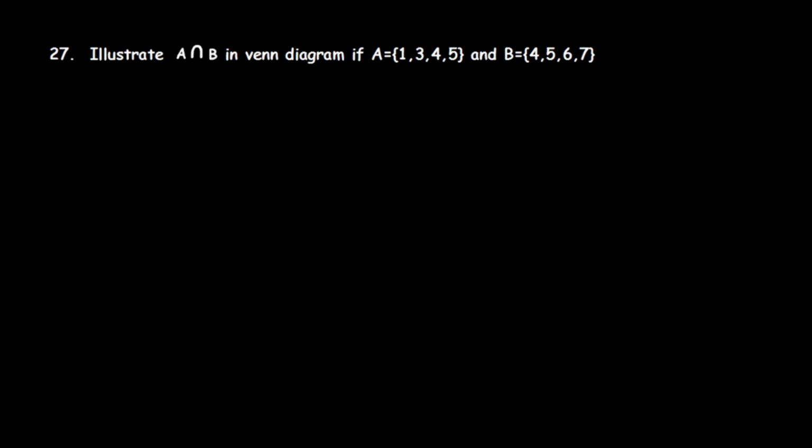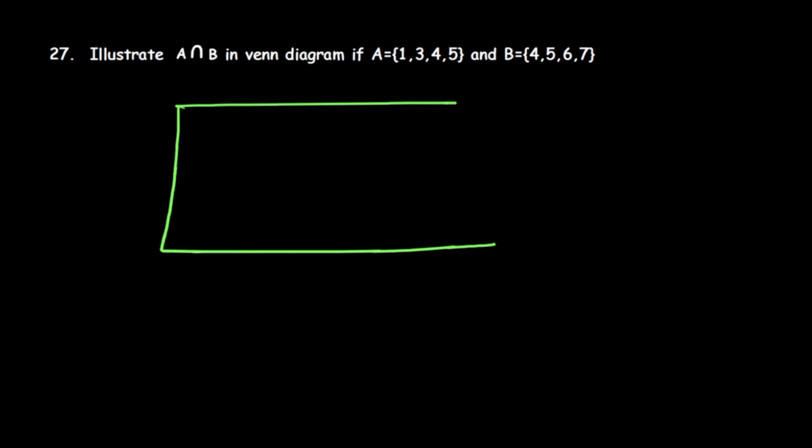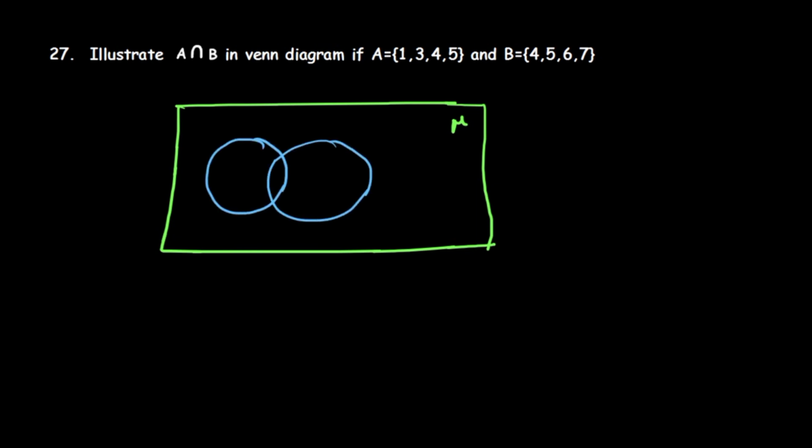Illustrate A intersection B in a Venn diagram. If A and B, the two sets, are given, we have to represent A intersection B from this. So that is a rectangular box, that is mu, and here we have set A and set B. So this is A and this is B.